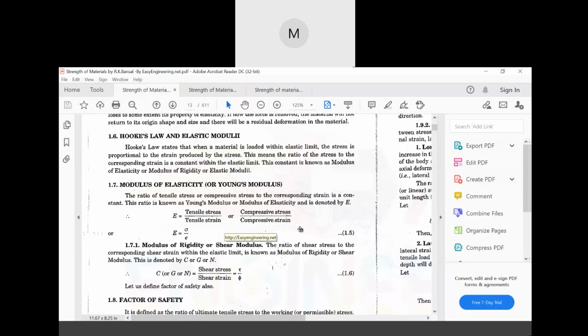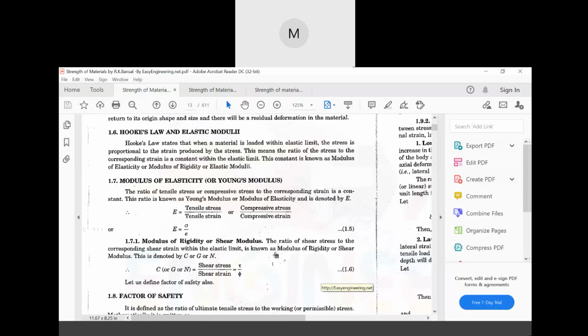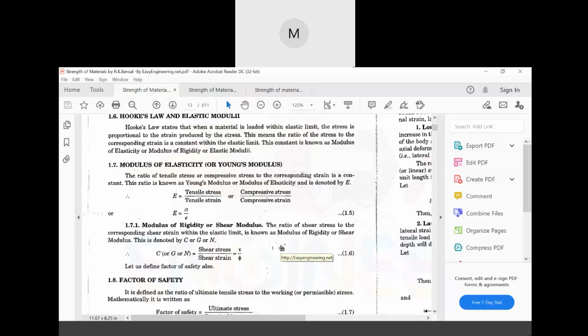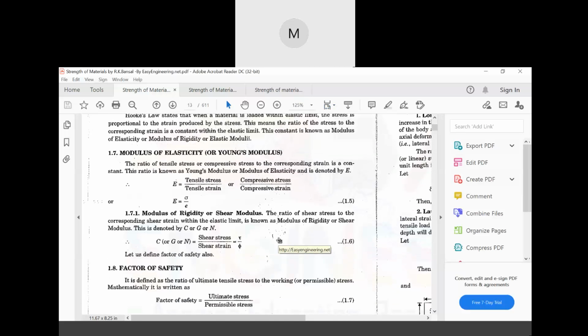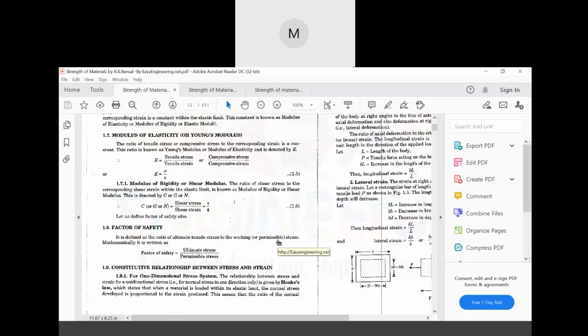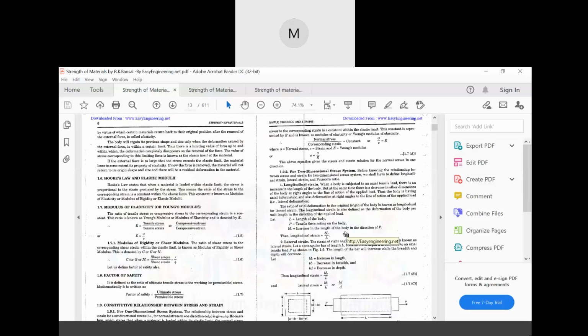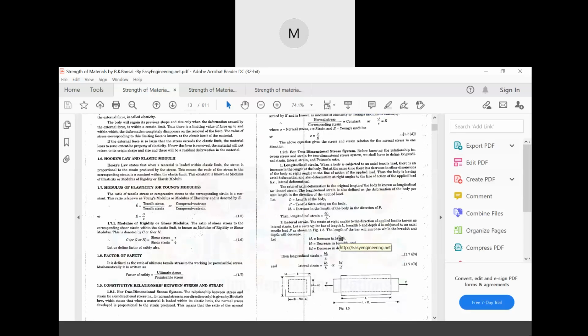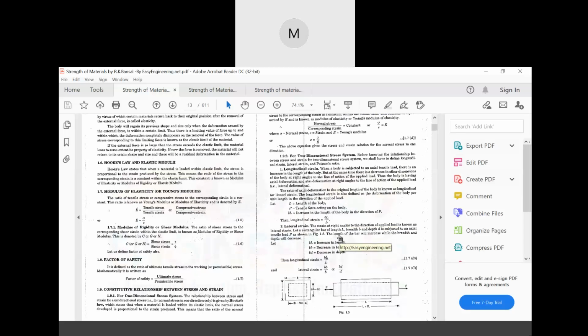Okay, now if you see here, the modulus of elasticity we just discussed. Now modulus of rigidity or shear modulus means the ratio of shear stress to the corresponding shear strain. This is known as what? Modulus of rigidity. Okay. Now, there is a relationship between the stress and strain. The stress and strain relationship is given by what? It is given by Hooke's law.